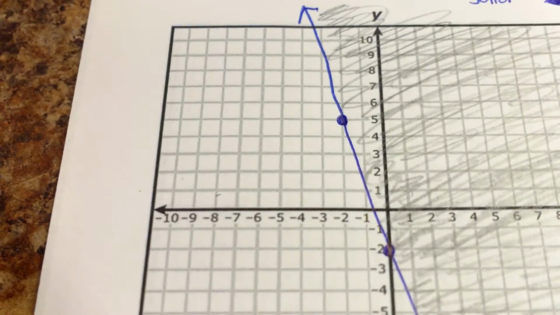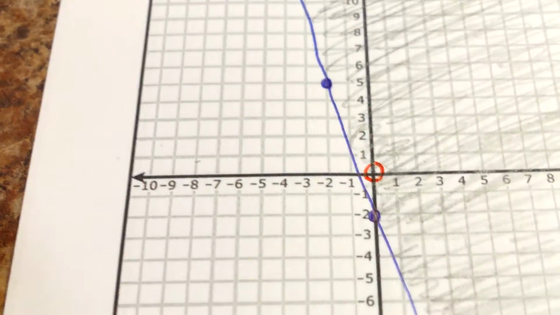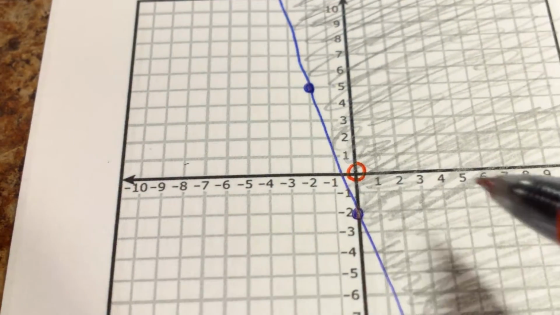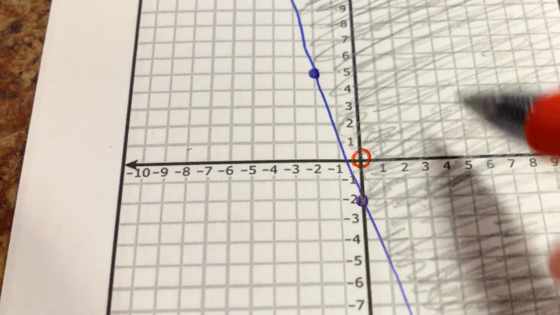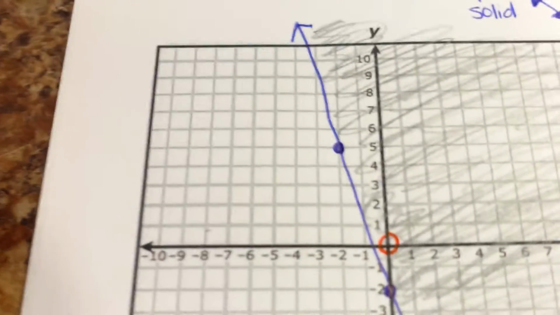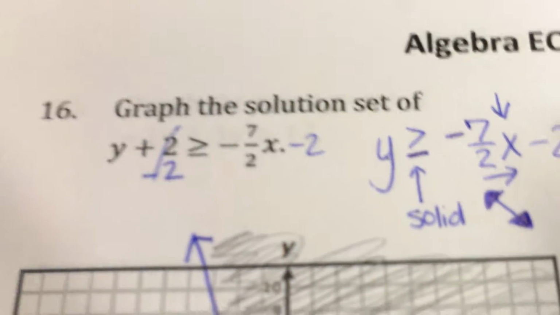Now let's check. Let's choose a test point. So I'm going to choose this point. It's not on the line. You can only choose test points that are not on the line. So I'm going to choose 0, 0. I could choose 4, 4, 2, 2, any point in here. I just want to choose 0, 0 because it's a lot quicker. And we're going to plug it in.